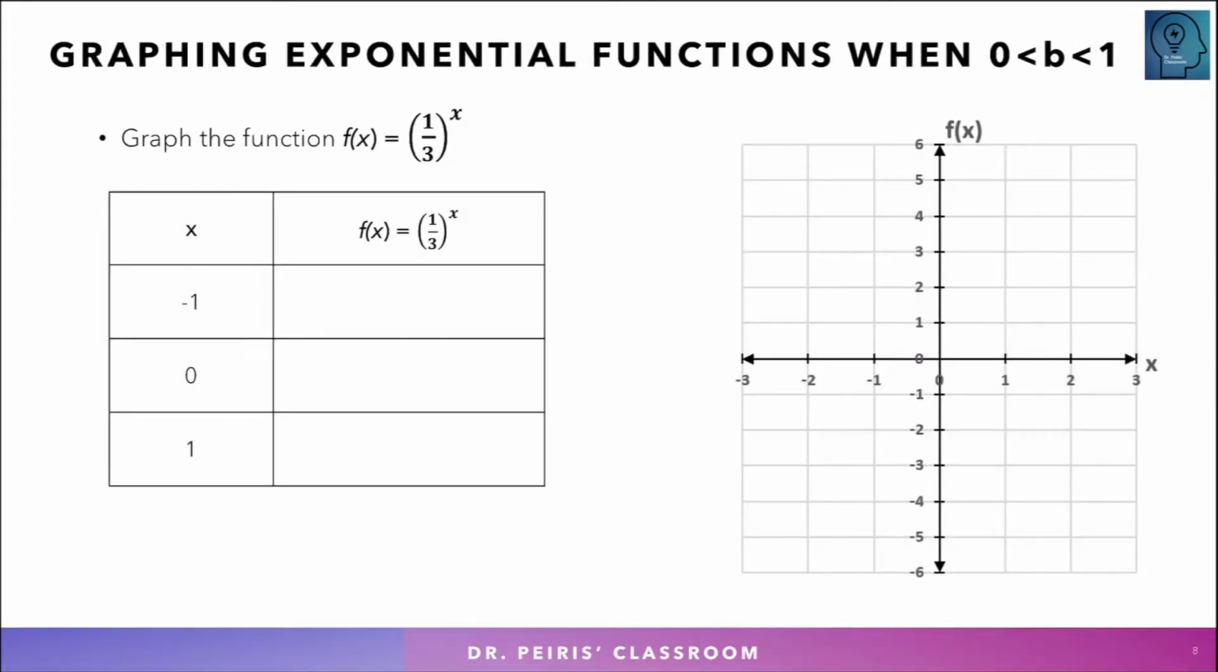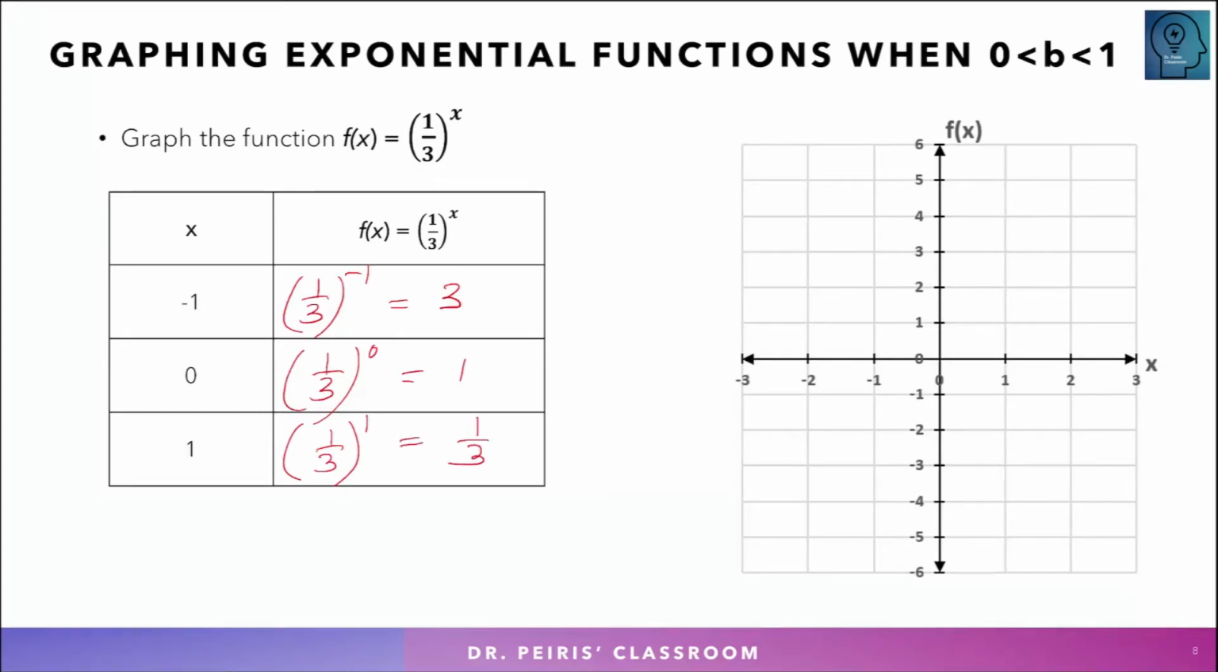Now let's see some examples. f of x equals (1/3) to the x. You see that b is equal to 1/3, which is a value between 0 and 1. Now let's substitute these values and obtain the y values. For x equals -1, (1/3) to the -1 is equal to 3 because of the negative exponent. Then (1/3) to the 0: anything raised to the 0 is 1. Then (1/3) to the 1 is equal to 1/3.